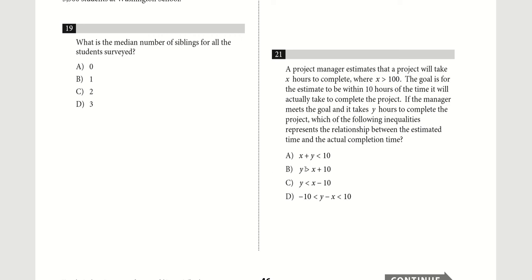B and C put the actual time outside of our estimate, but we want the manager to meet the goal of having the estimate be within 10 hours of the time. And so that leaves us with only option D. Again, the difference between the estimate and actual is no more than 10 hours either way. So no more than an overestimate of 10 and no more than an underestimate of 10.